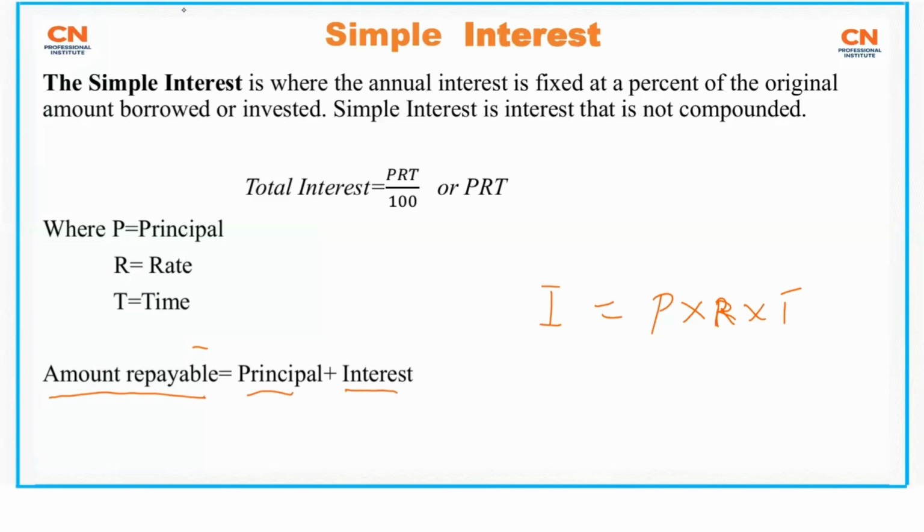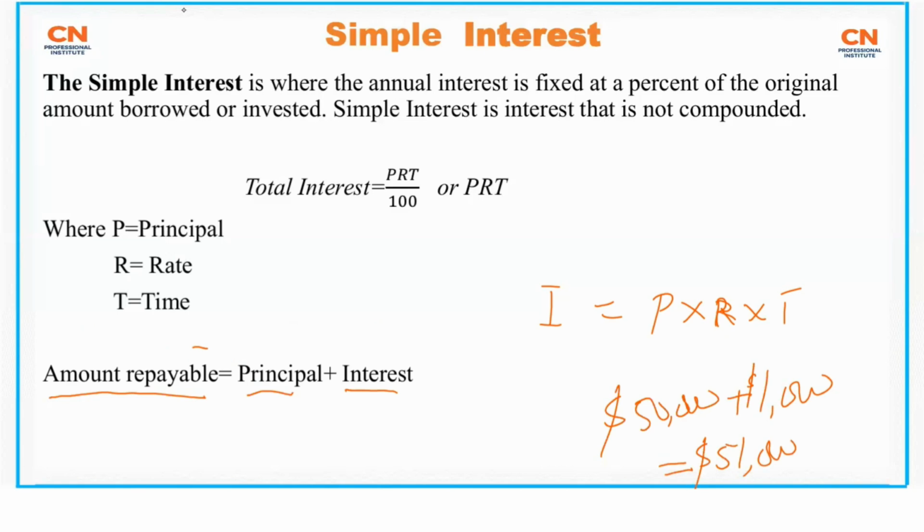Now we have amount repayable is equal to principal plus interest. If you go and borrow $50,000 from the bank, at the end of the period you don't only return the 50,000 that you borrowed, you have to add interest to it. So the amount that you have to pay back to the bank is equal to the principal plus interest. Let's say the bank is charging interest of $1,000. So at the end, you pay the 50,000 principal you borrowed plus the 1,000 interest. So in all, you pay $51,000 to the bank.